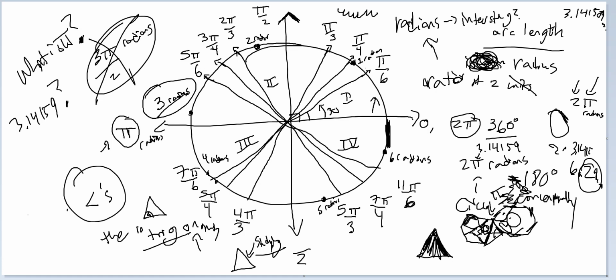Let's see if I can get the second quadrant down again. 1, 2, 3. Is it 7, 5, 4? Yes. Good. Okay. 7, 5, 4.